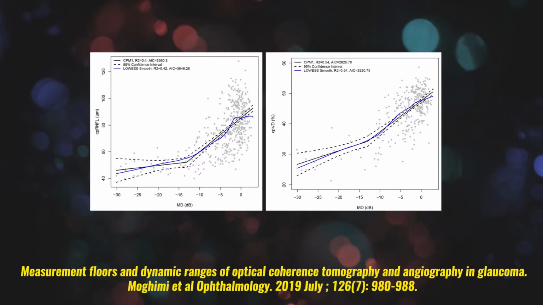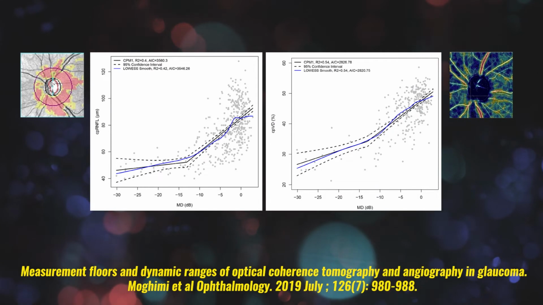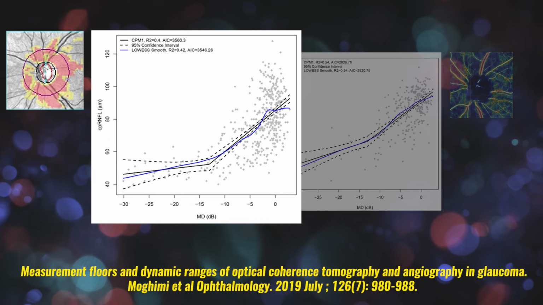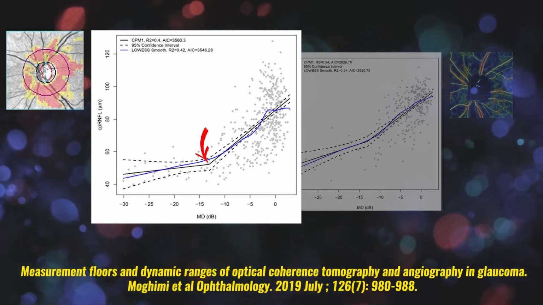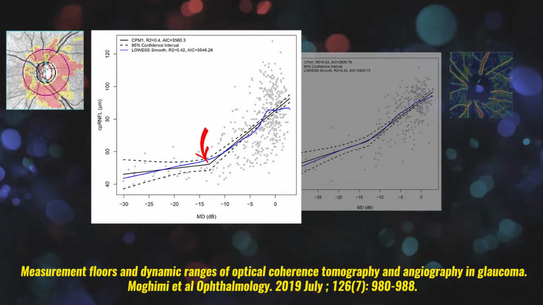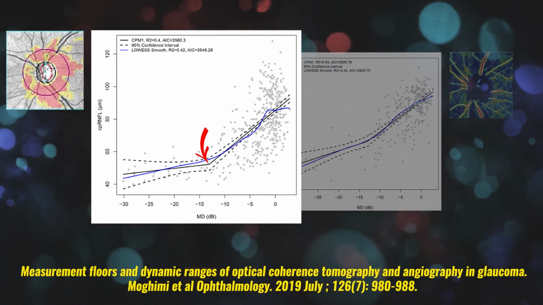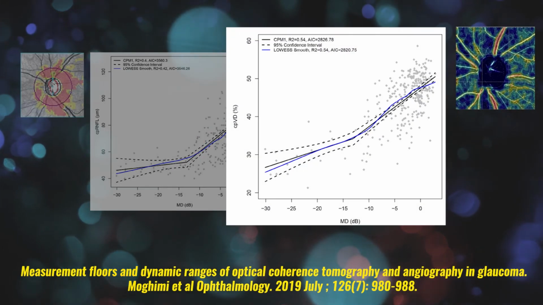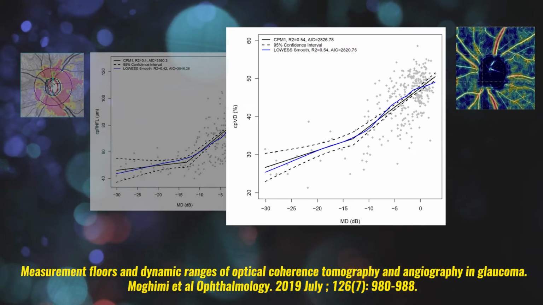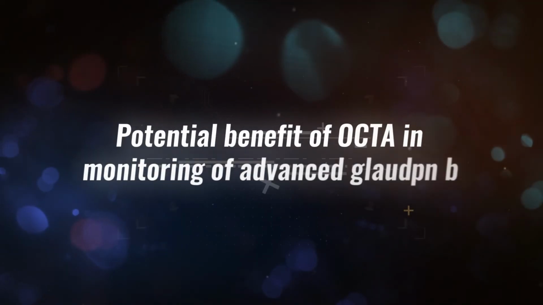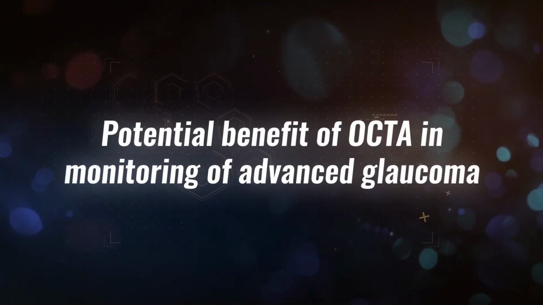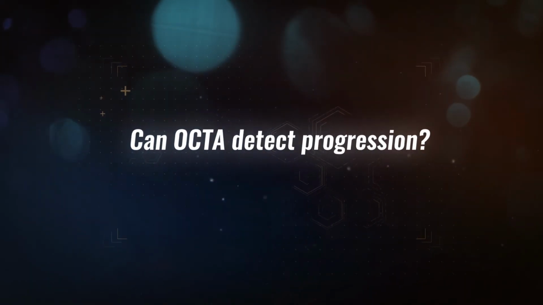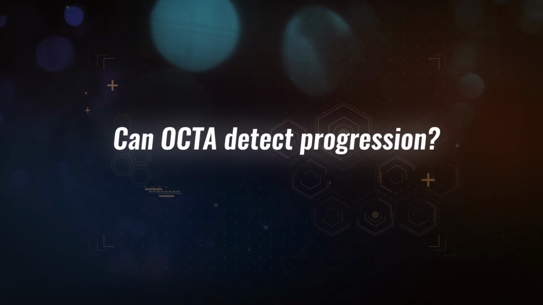Studies comparing the dynamic range of these two devices have shown that OCT RNFL reaches a measurement floor at about -15 decibel, after which there is little change in RNFL thickness despite increasing glaucoma severity. In contrast, no such measurement floor was detected with OCT angiography. This suggests a potential benefit of OCTA in the monitoring of advanced glaucoma. The obvious next question is, what about progression?